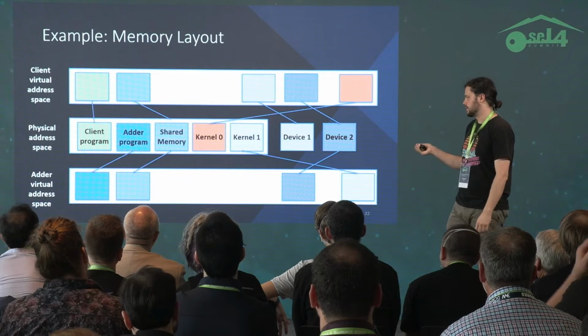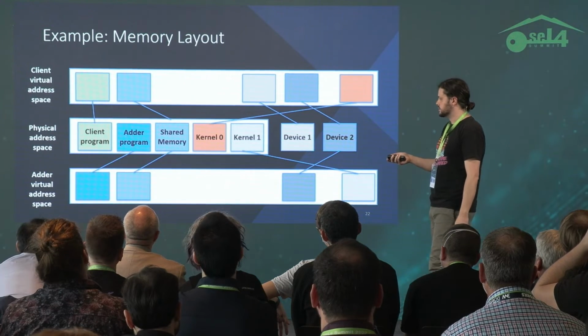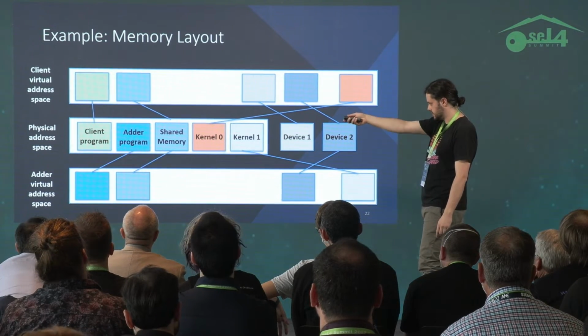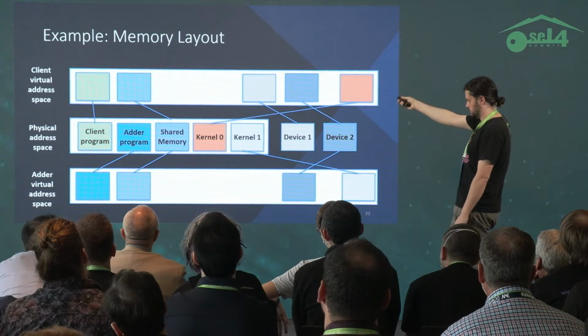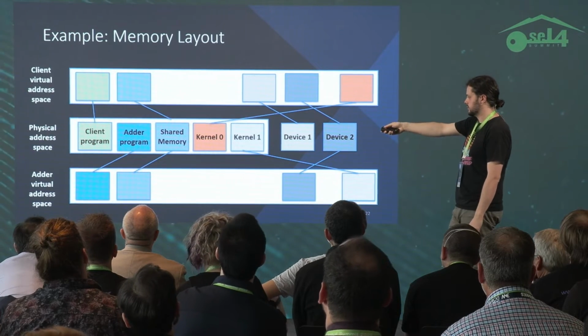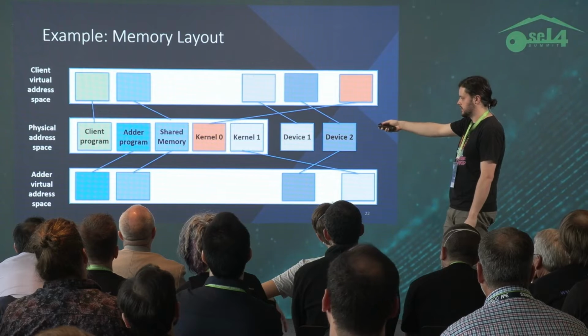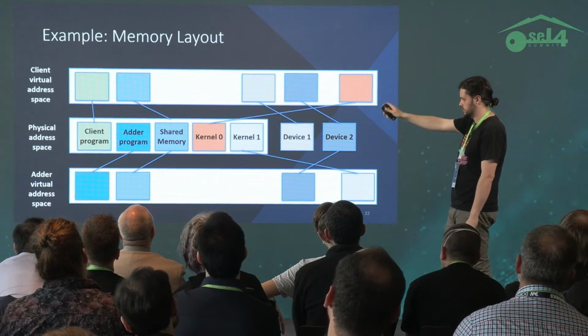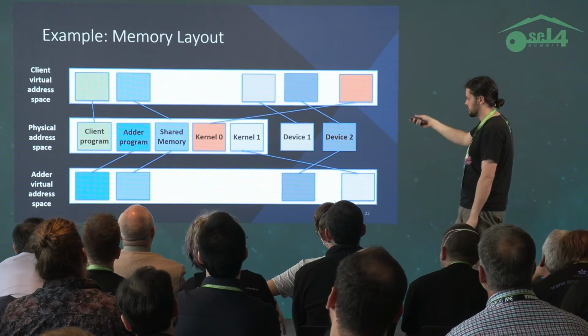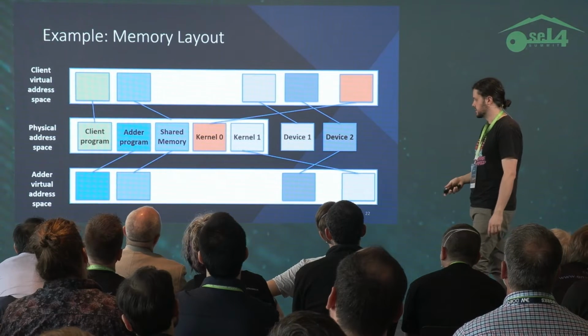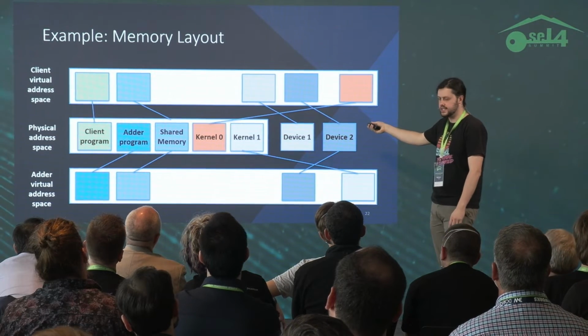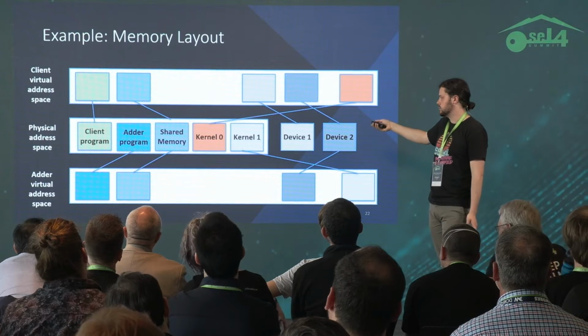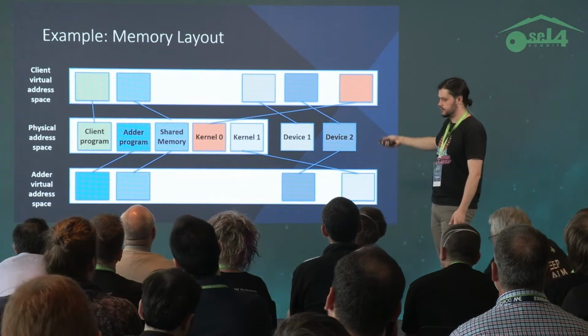And then how this gets laid out in physical memory is you've got your physical address space in the middle here, and you've got your client virtual address space and your adder virtual address space. And so client programs are separated, adder programs are separated, their shared memory is the same, and then there's two separate kernels mapped to the address space in each one. And then because device MMIOs are also device untyped, you could have partitioned devices or you could have shared devices if you wanted to.